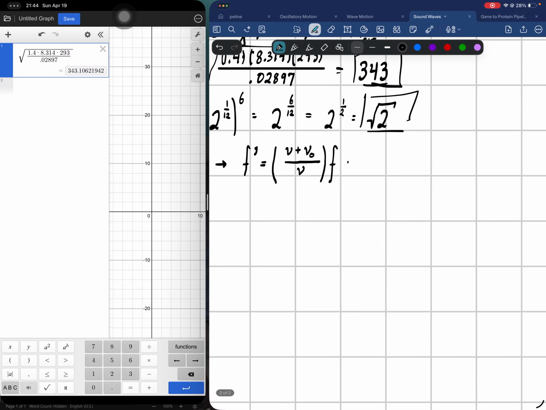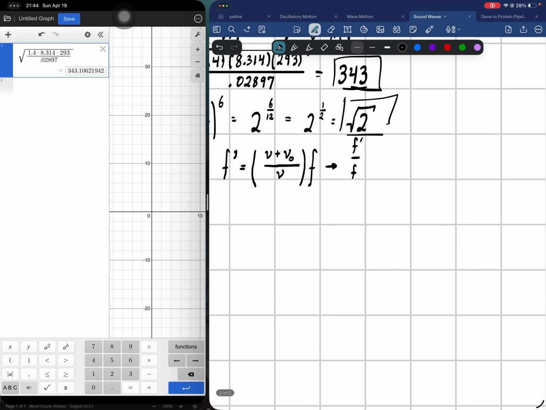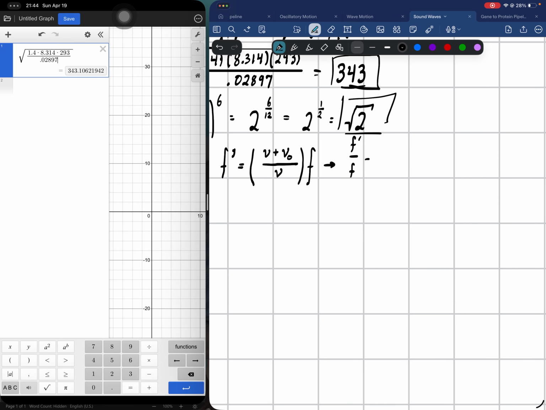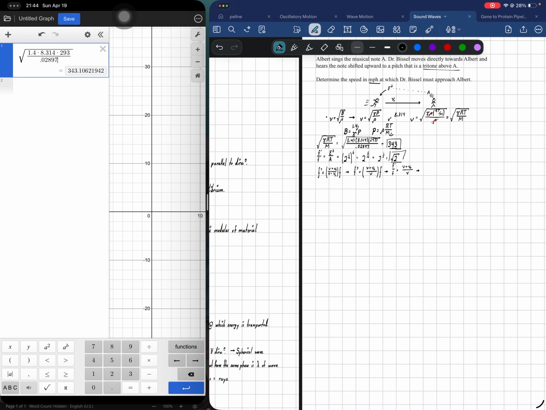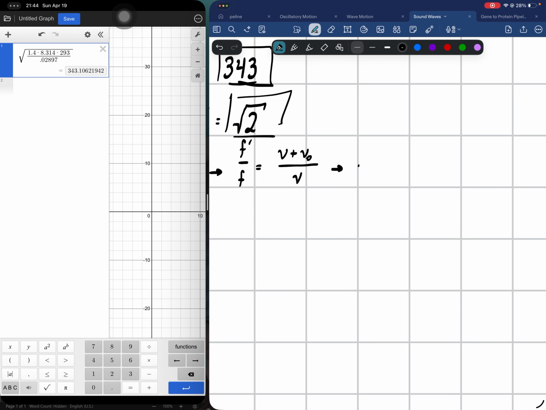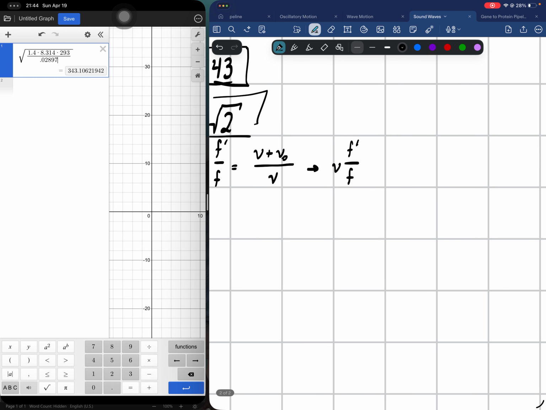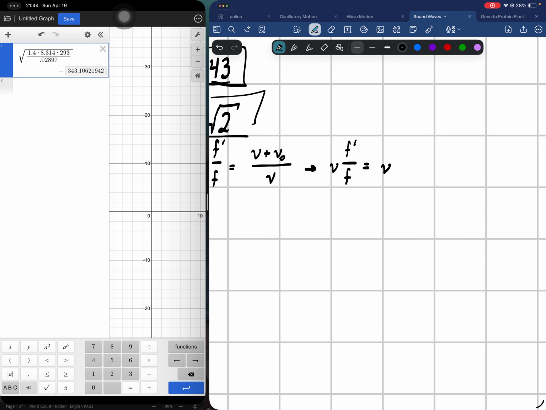So therefore, we can start rearranging this, right? So F prime over F. All I did was divide by frequency, and that gives us V observed over V. Let's go ahead and multiply by V to get rid of this. Let's just move it to this side. So what we're going to get is V multiplied by F prime over F is equal to V plus V observed.